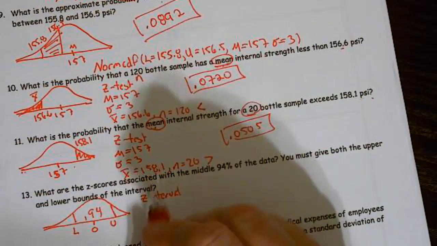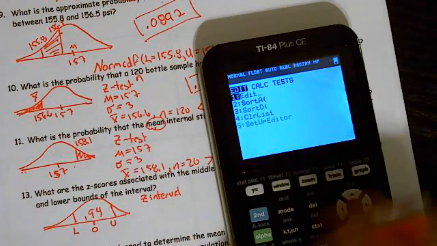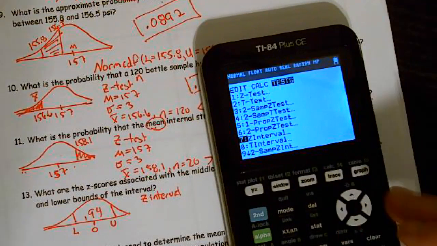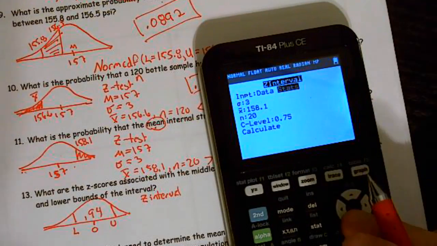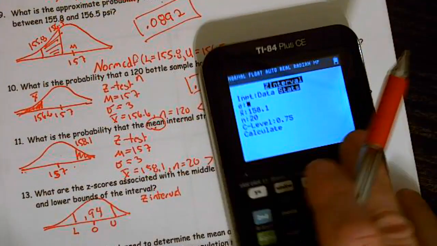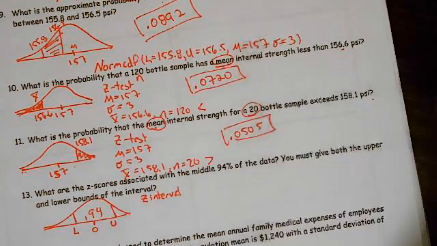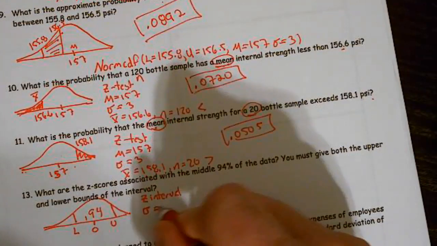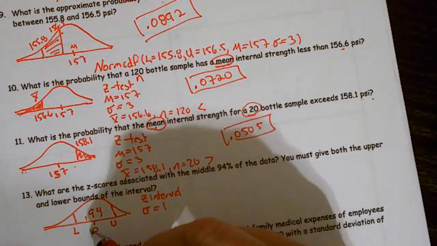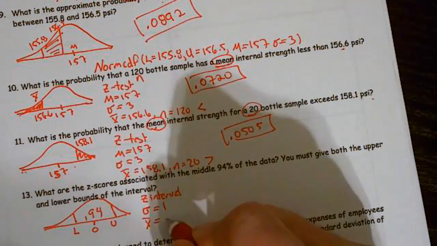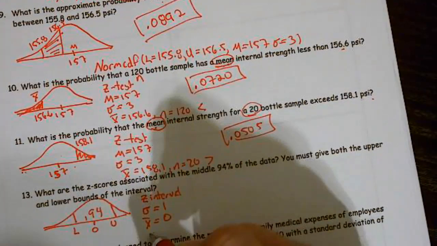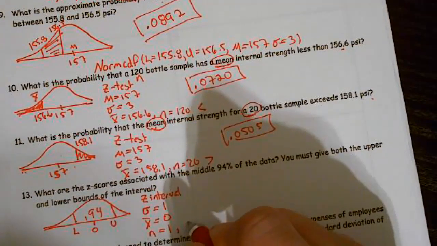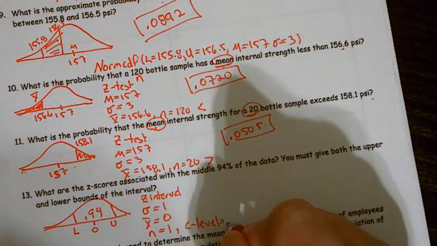Now, it's not the only place I can go to, but I can go to z-interval. Let's see what they ask for. Stat, test, and scroll down to z-interval, which happens at number 7. And it asks for the standard deviation. Well, what was the standard deviation? Standard deviation is 3. But we're looking for z-scores. All z-scores have a standard deviation of 1. And they're looking for the x-bar. Well, where is it centered? It's centered at 0. Our sample size, it didn't give us one, so we're looking for 1. And we're looking for a C level equal to 0.94.